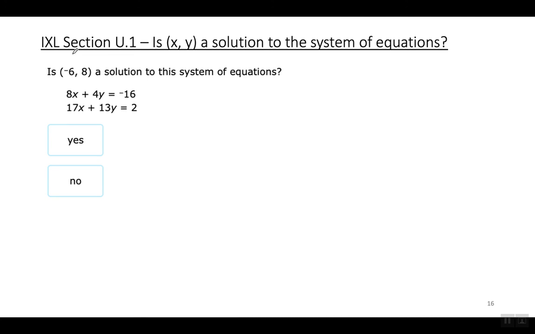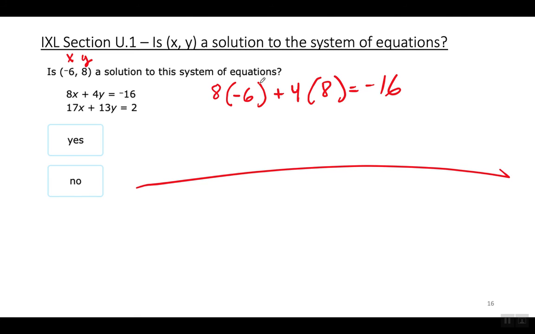Okay, next example, I'm going to substitute -6 for x and positive 8 for y. And when I do that, I'm going to get 8 times -6 plus 4 times 8 equals -16 on the top. 8 times -6 is -48. 4 times 8 is 32. -48 plus 32 is -16. So that makes the top true.